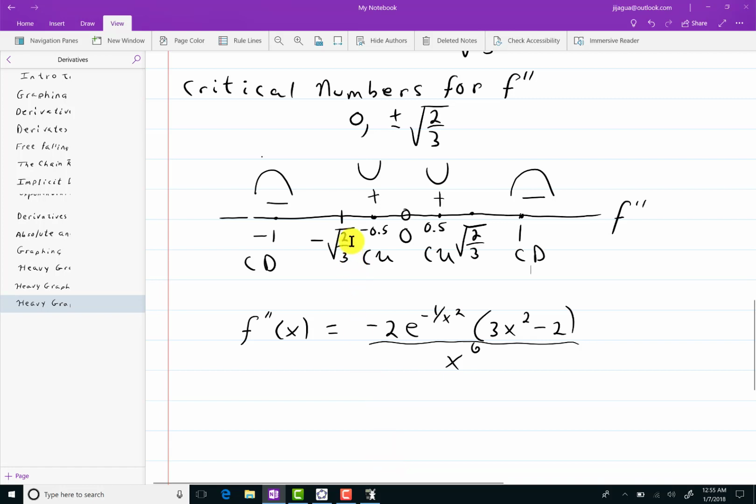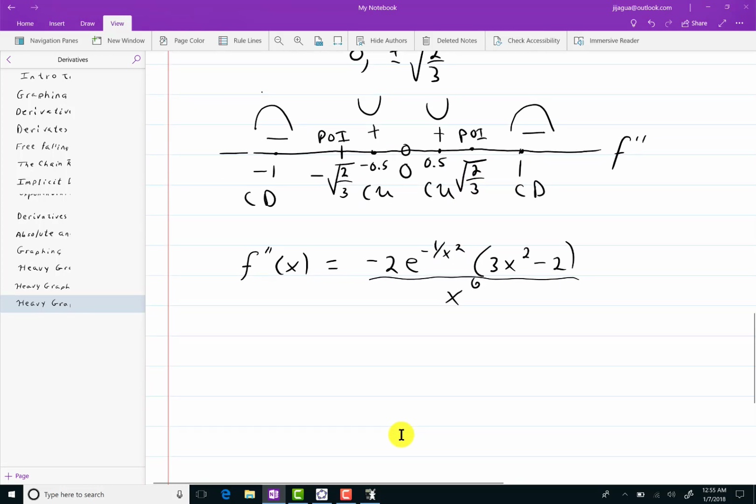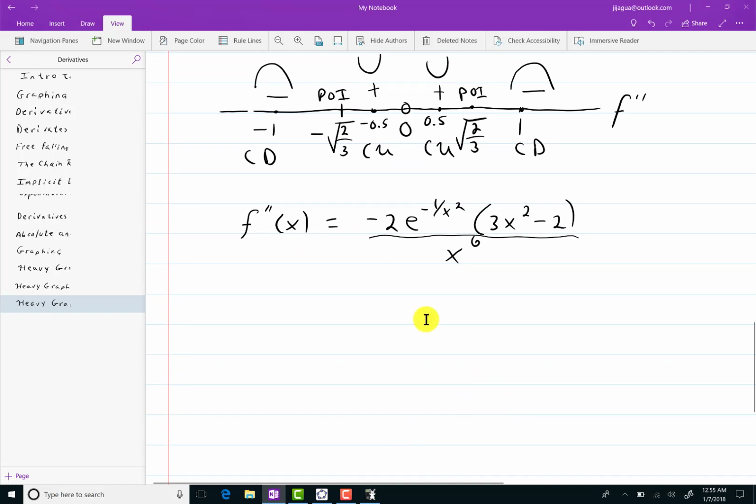And since we're defined at negative radical 2/3 and positive radical 2/3, we are changing concavity from negative to positive there. I'll have a point of inflection at negative radical 2/3, and I'll have a point of inflection at radical 2/3. Well, what will be the x value? I'm sorry, those are the x values. What will be the y value for each of those?